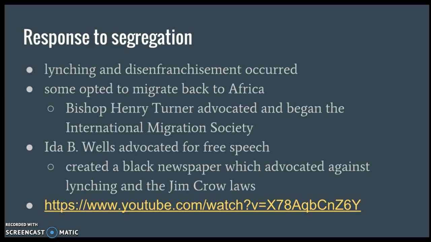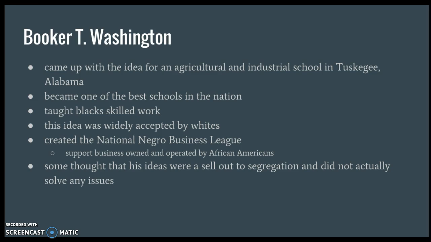Another person who responded to segregation was Ida B. Wells. She created a black newspaper which advocated against lynching and the Jim Crow laws. Booker T. Washington also made a large impact with his response to segregation. He created an agricultural and industrial school in Tuskegee, Alabama, and it became one of the best schools in the nation, and it specialized in work skills.